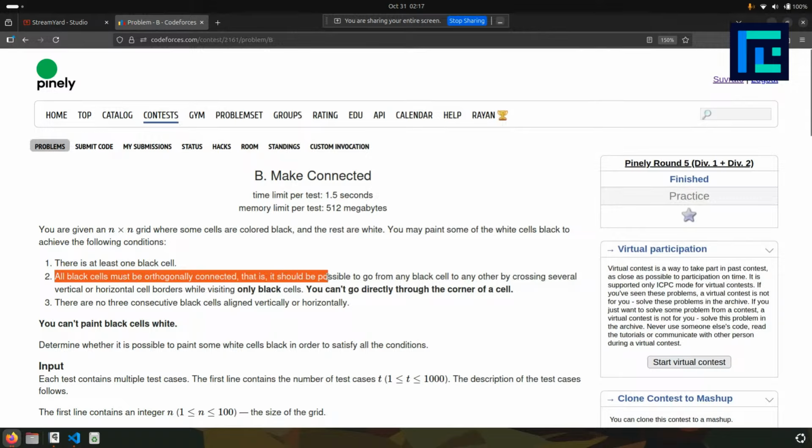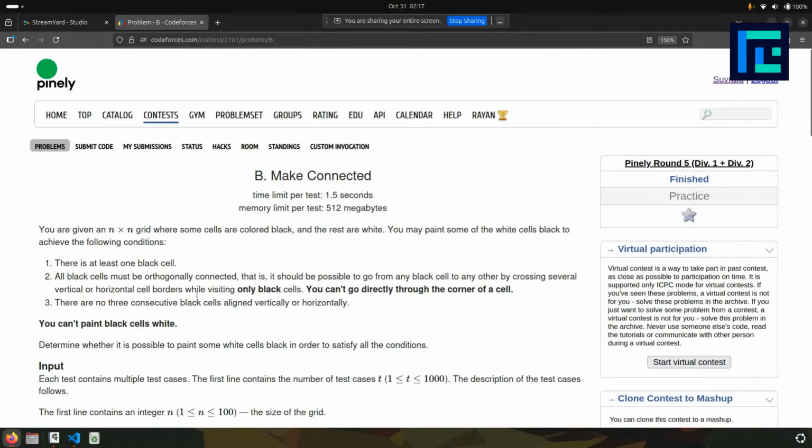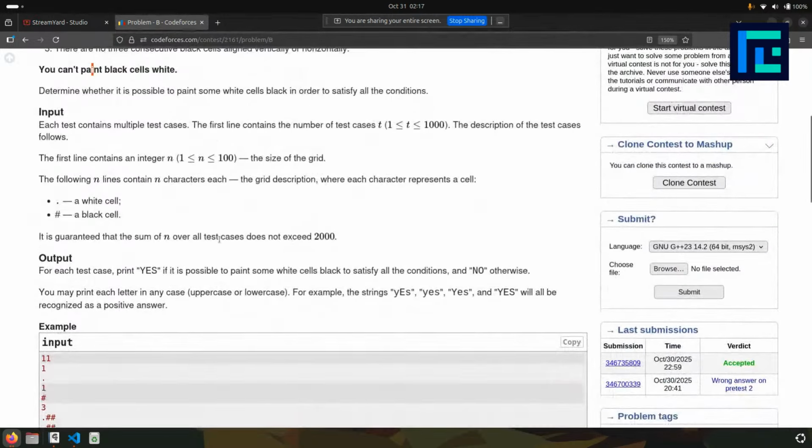That is, it should be possible to go from any black cell to any other by crossing several vertical or horizontal cell borders while visiting only black cells. You can't go directly through the corner of a cell. And there are no three consecutive black cells aligned vertically or horizontally. You can't paint black cells white. Determine whether it is possible to paint some white cells black in order to satisfy all the conditions.